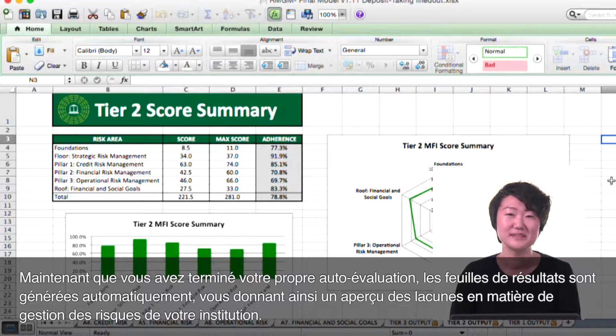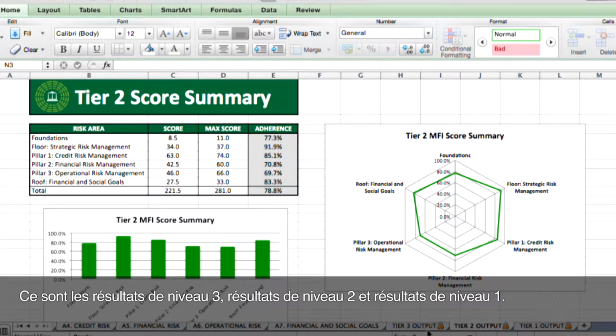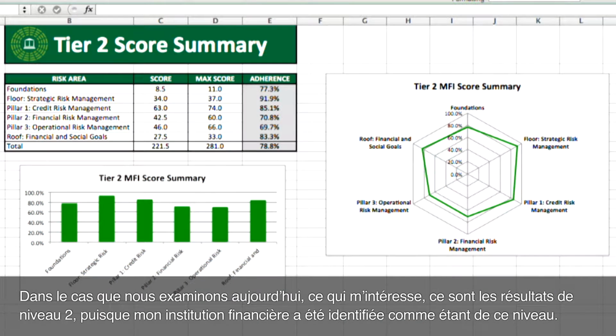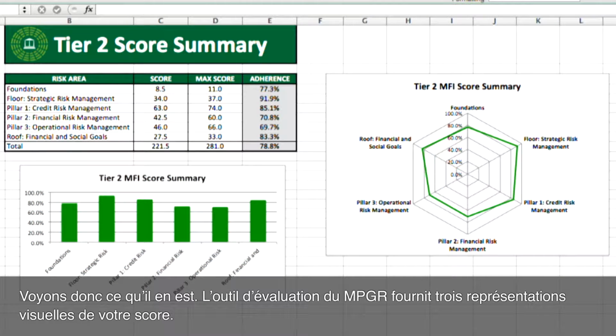Now that you have completed your own self-assessment, the output pages are automatically generated for you as a snapshot of your institution's risk management gaps. There is a Tier 3 output, Tier 2 output, Tier 1 output. In the case that we're looking at today, I'm interested in the Tier 2 output since my financial institution was identified as Tier 2. So let's take a look.